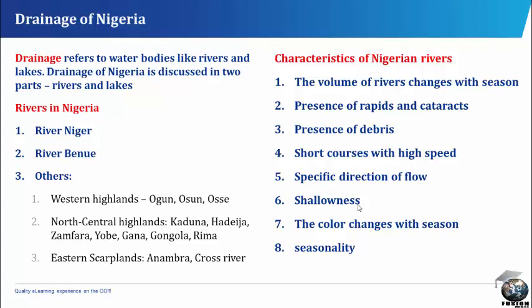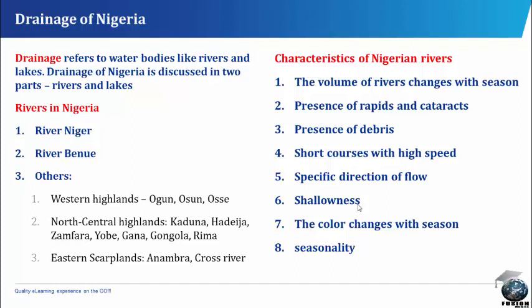4. Short courses with high speed. Most rivers are usually very short and flow rapidly or swiftly. Example, rivers Ogun, Osun, and Cross River. 5. Specific direction of flow. Rivers in the south flow in the north-south direction into the sea, while rivers in the north flow in a radial pattern to different directions.